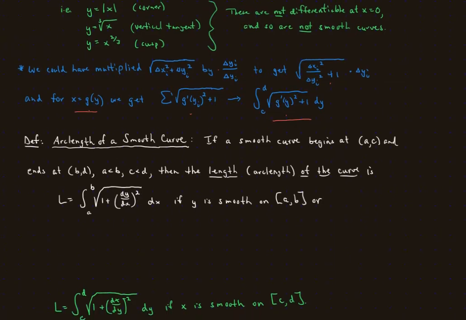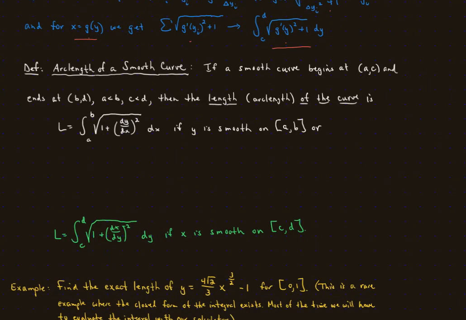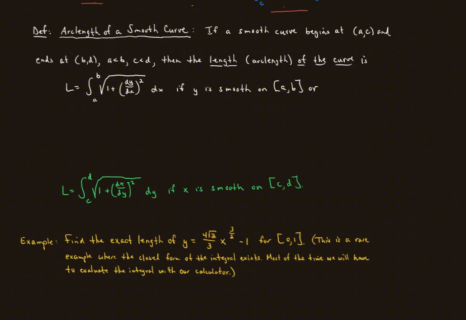So here's our definition, which we kind of talked about: the arc length of a smooth curve. If a smooth curve begins at a point (a, c) and ends at (b, d), and just for the sake of making this easy to notate, we're going to say a is less than b and c is less than d, then the length of that curve, which we'll call the arc length, is given one of two ways. We can define it in terms of a function of x or in terms of a function of y.